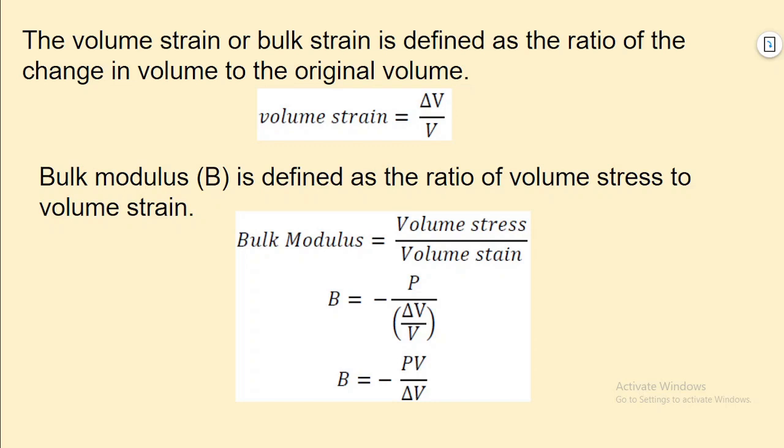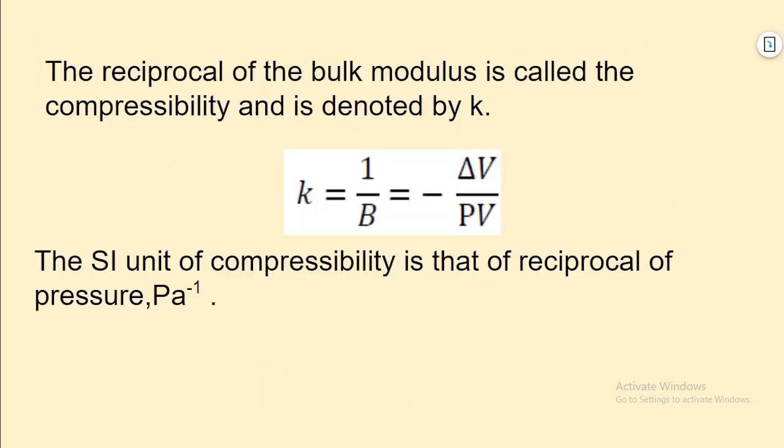Now, the reciprocal of the bulk modulus gives an idea about how much the volume of the material can be changed. This value is called compressibility. The reciprocal of the bulk modulus is called compressibility and is denoted by the letter K. So K is equal to 1 by B, that is, negative delta V divided by PV. It gives an idea about how much a material can be compressed.